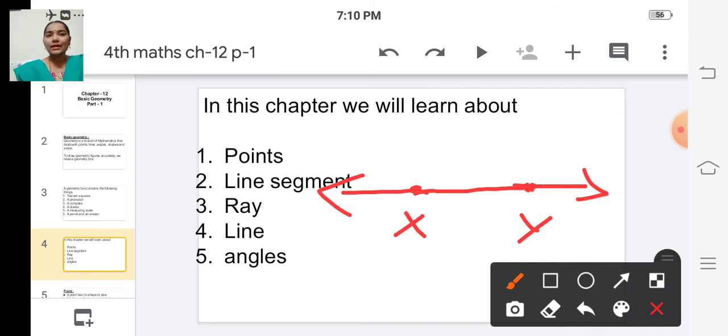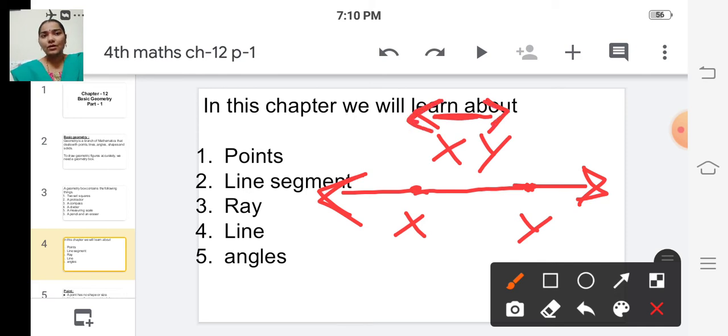We can extend from both ends, and we have to put arrow marks. This is represented by XY, and we have to put this kind of arrow mark above XY.